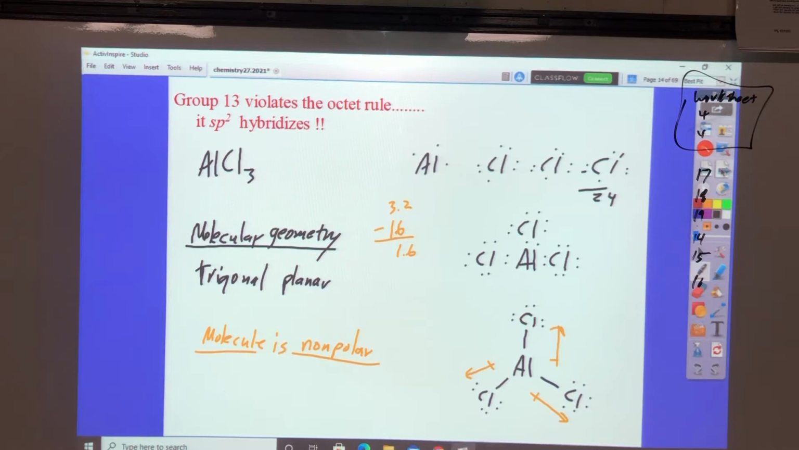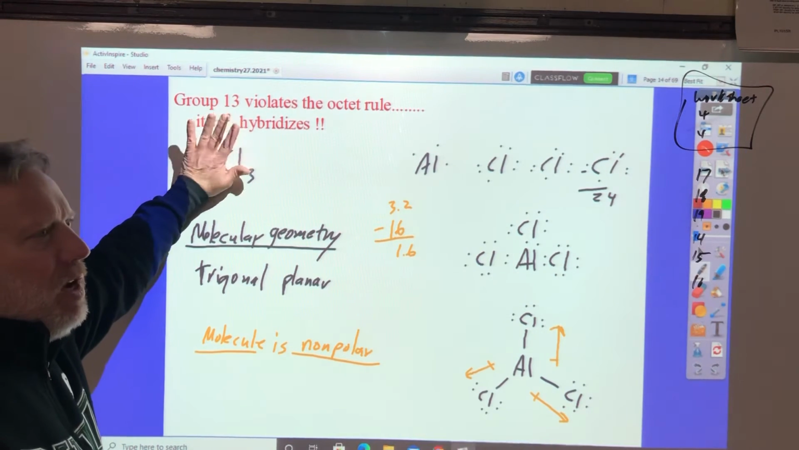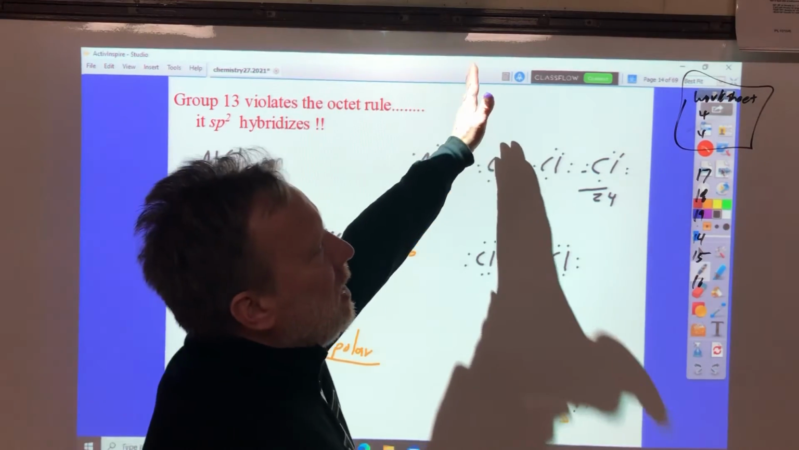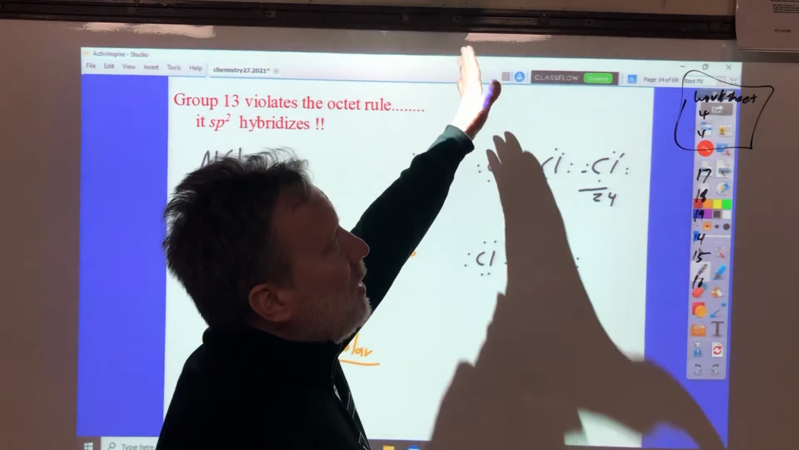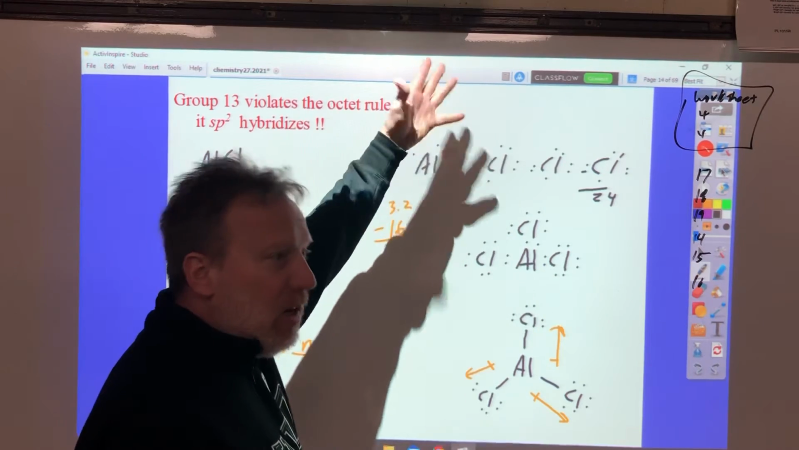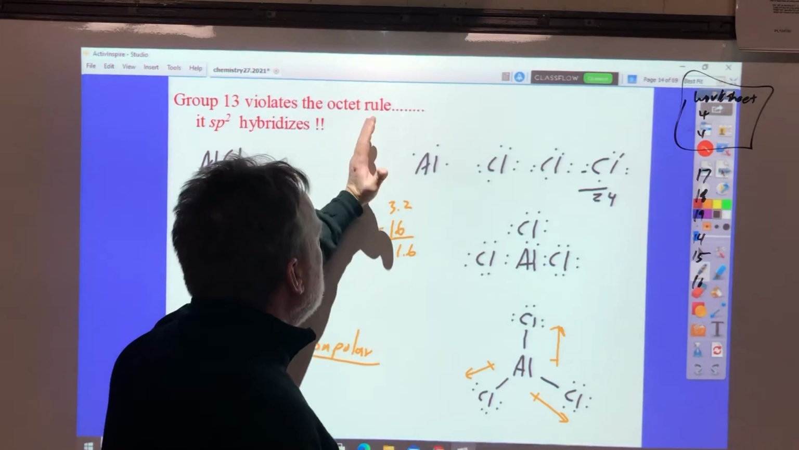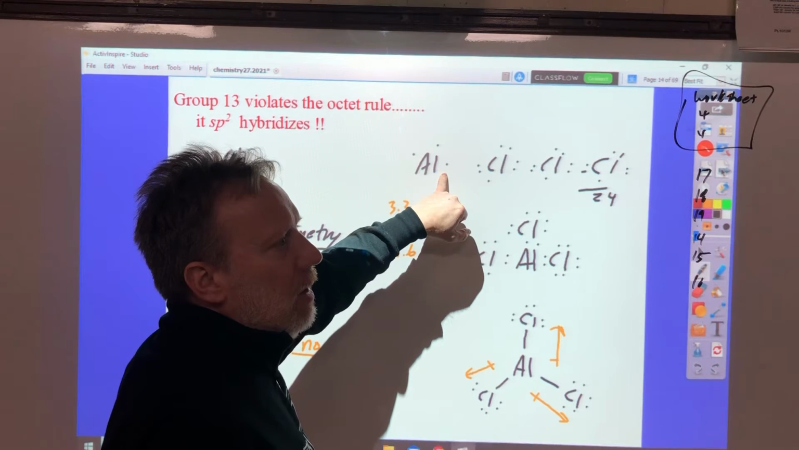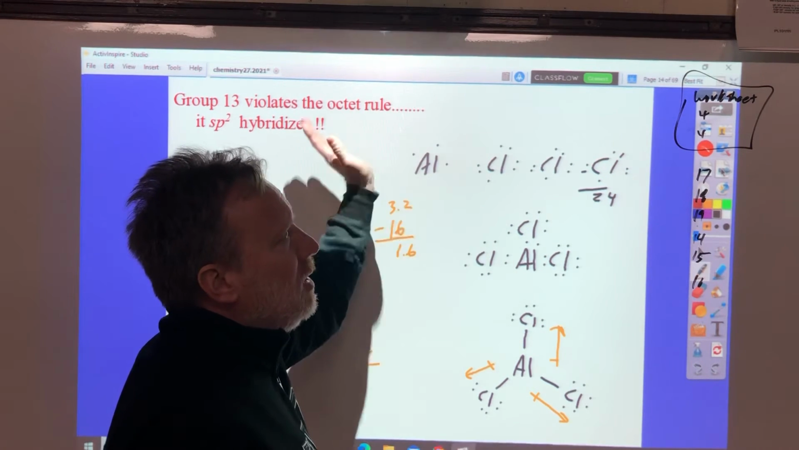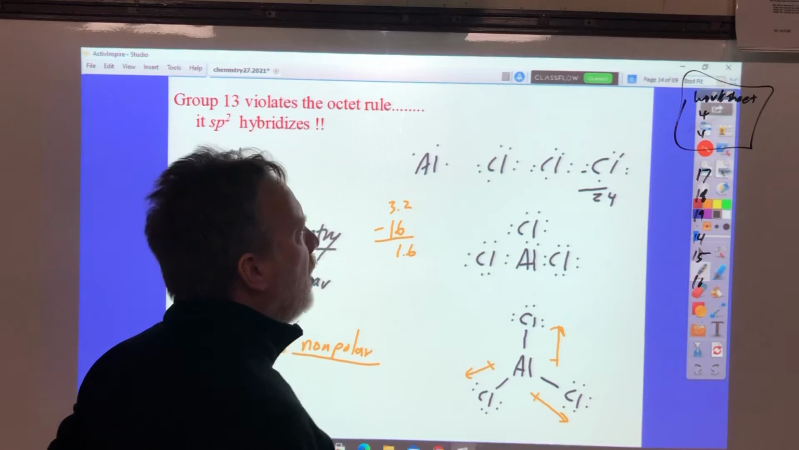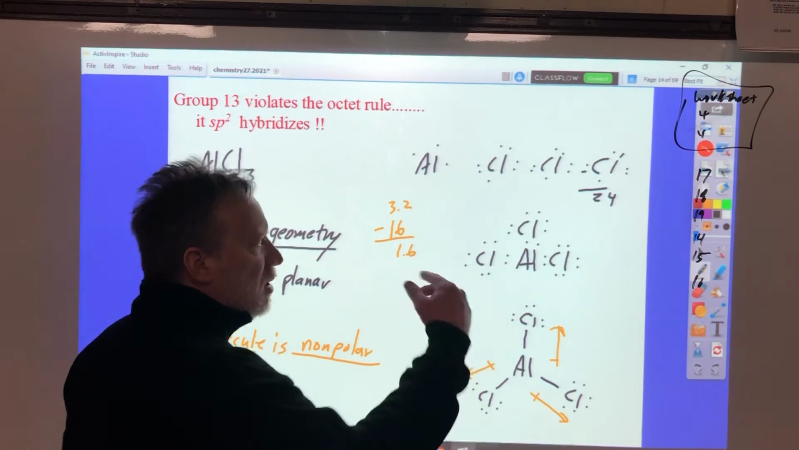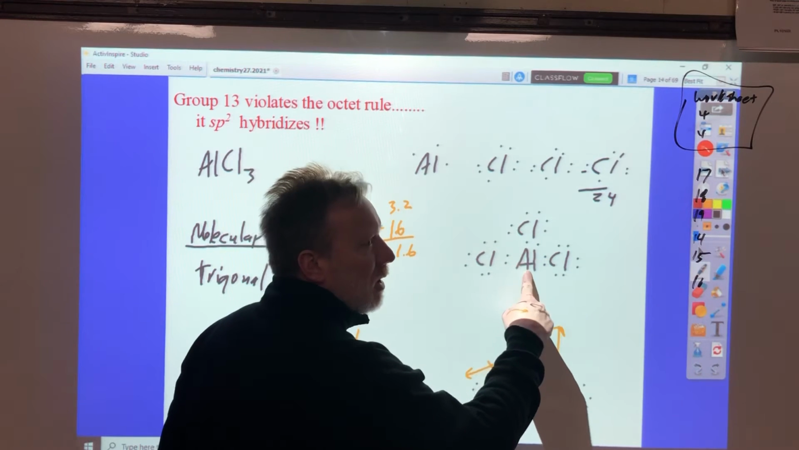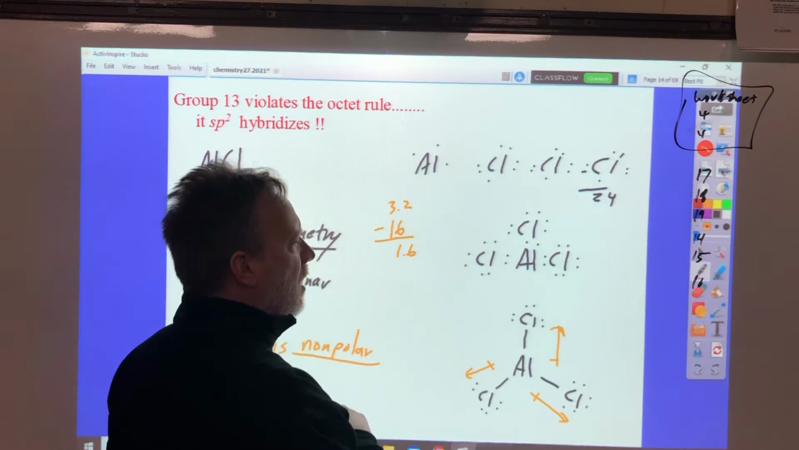Okay. This group violates the octet rule. It doesn't end up with 8, it ends up with 6. And you were okay with that. You guys did pretty good with Lewis structures. Aluminum has 3 electrons it brings to the table because it's in the boron family, boron group. It ends up with 6 shared electrons, not 8. It violates the octet rule.